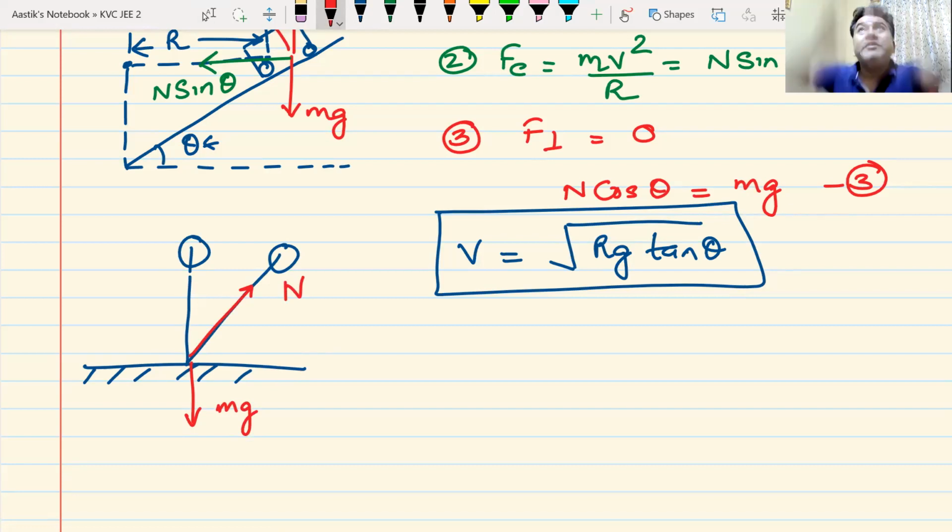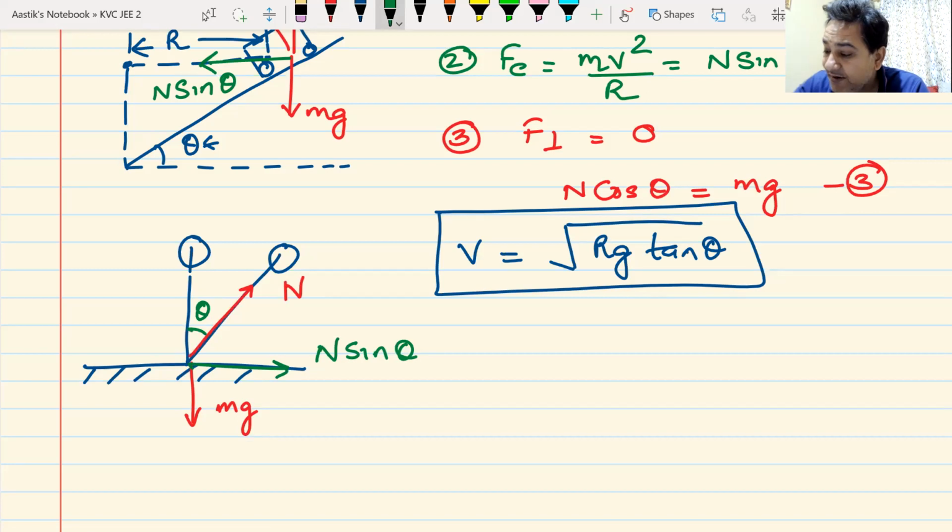When he's straight, his normal reaction is upwards. But when he bends like this, his normal reaction goes this way. Now, when his normal reaction goes this way, it can be resolved into two components. This component is n sine theta, if I call this angle theta, and the upper component, let me call it in red, is n cos theta.